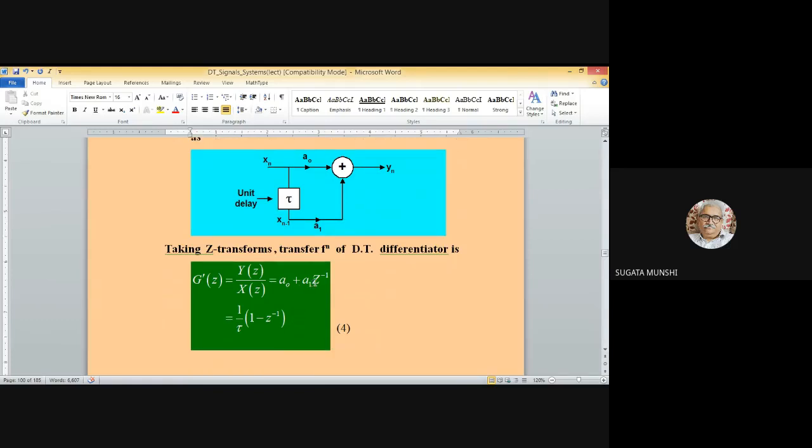Here there is some typing error. It should not be capital Z, it should be small z. a1 z to the power minus 1. It should be small z.